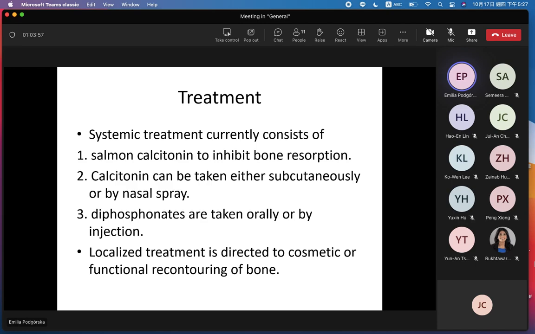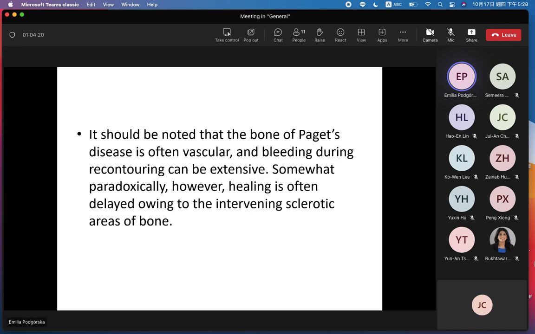Systemic treatment currently consists of salmon calcitonin to inhibit bone resorption. Calcitonin can be taken either subcutaneously or by nasal spray. Bisphosphonates are taken orally or by injection. Localized treatment is directed to cosmetic or functional recontouring of bone. It should be noted that the bone of Paget's disease is often vascular and bleeding during recontouring can be extensive. Somewhat paradoxically, however, healing is often delayed owing to the intervening sclerotic areas of bone.